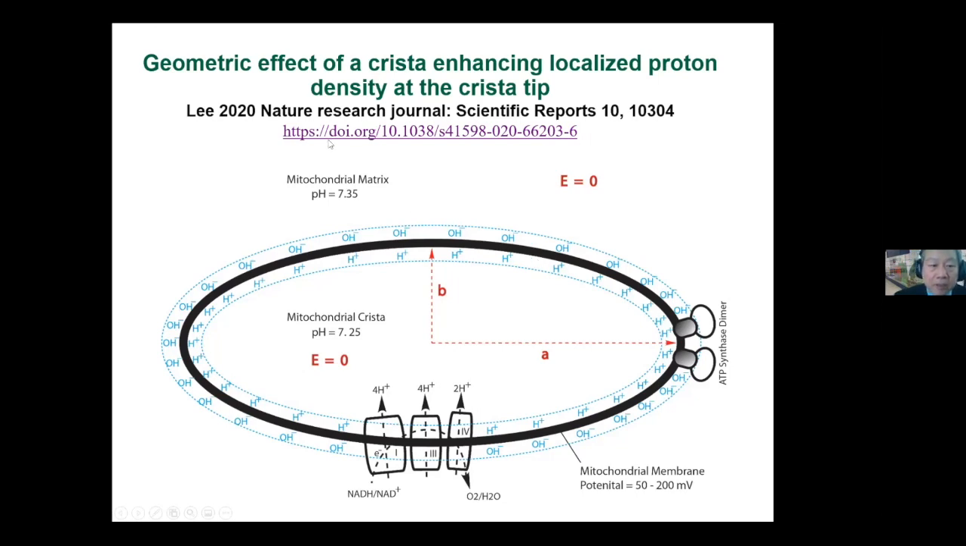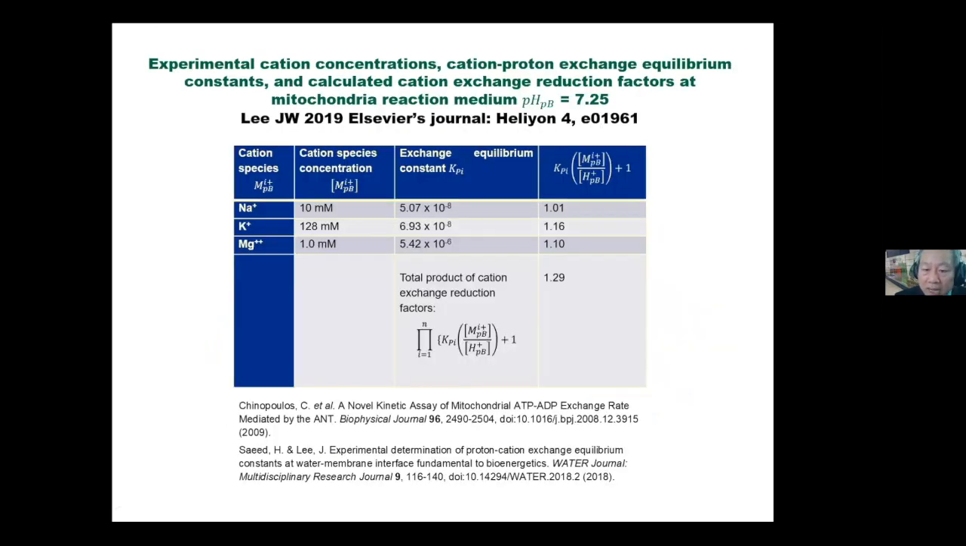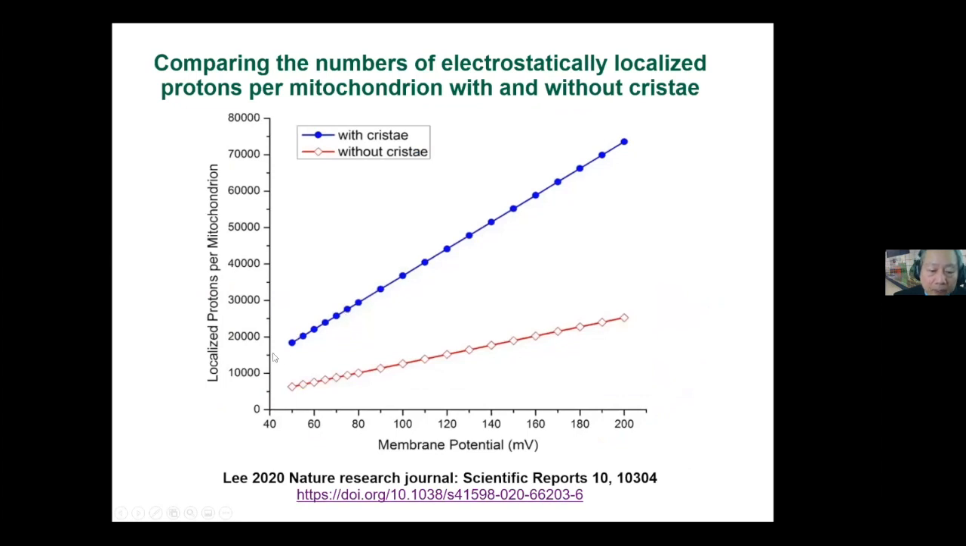This was already published in the Nature research journal Scientific Reports, okay, this work. And we also calculate the exchange effect for this bacteria, for mitochondria in our body, okay? That factor is the reduction factor. So we calculated the mitochondria without crystal is here. With crystal, you have much more local proton per mitochondria. That's evolutionarily make that crystal formation have advantage, although you don't have to.